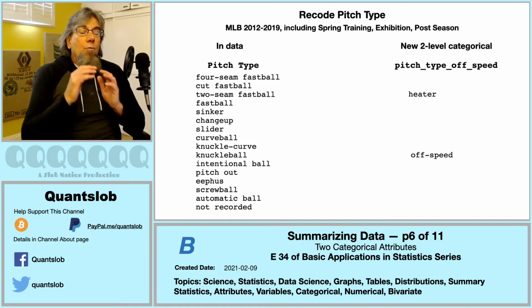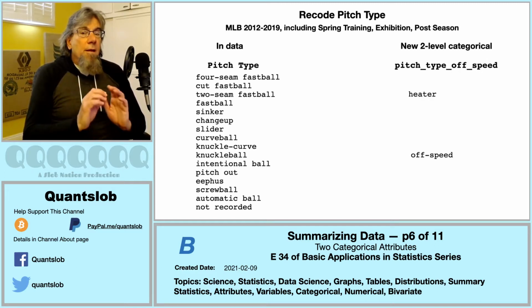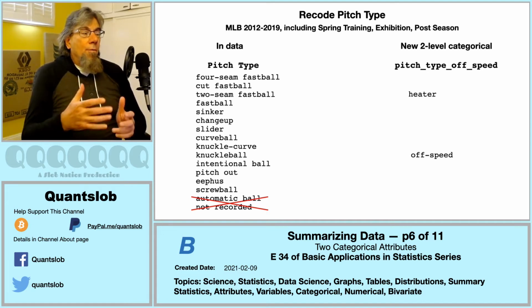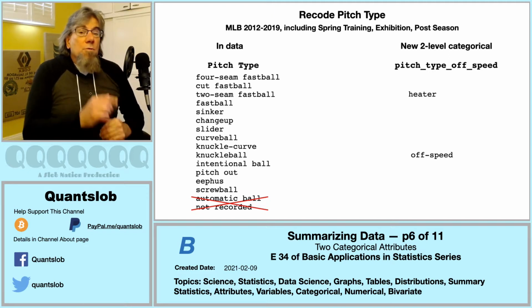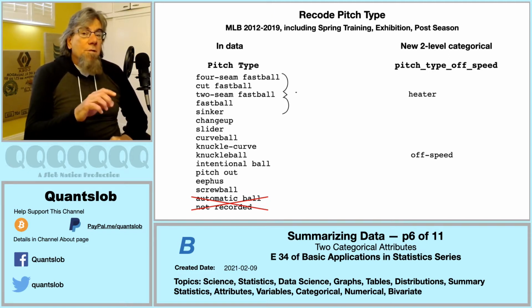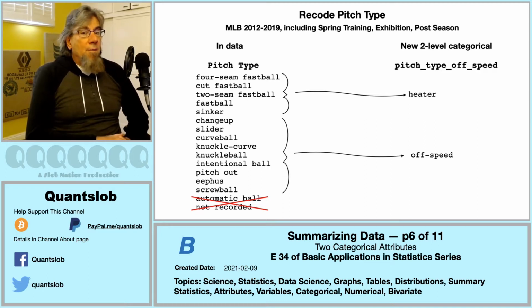From this, we're going to create a new attribute, a 2-level factor called pitch type off speed. Its two categories we're going to call heater and off speed. We're going to intentionally remove automatic balls and not recorded here. So here's our mapping. Four-seam fastball, cut fastball, two-seam fastball, fastball, and sinker, sometimes called a sinking fastball, we're going to roll up into our new category heater. And the remainder are going to get rolled up into our new category off speed.